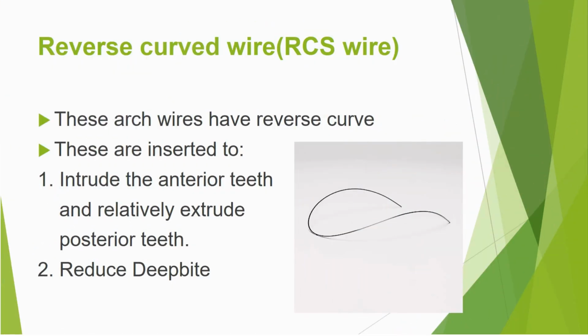Reverse curve wire. These arch wires have a reverse curve. They are inserted to intrude anterior teeth and relatively extrude posterior teeth, and it reduces deep bite. We can see in the given picture there is curvature present on the arch wire.